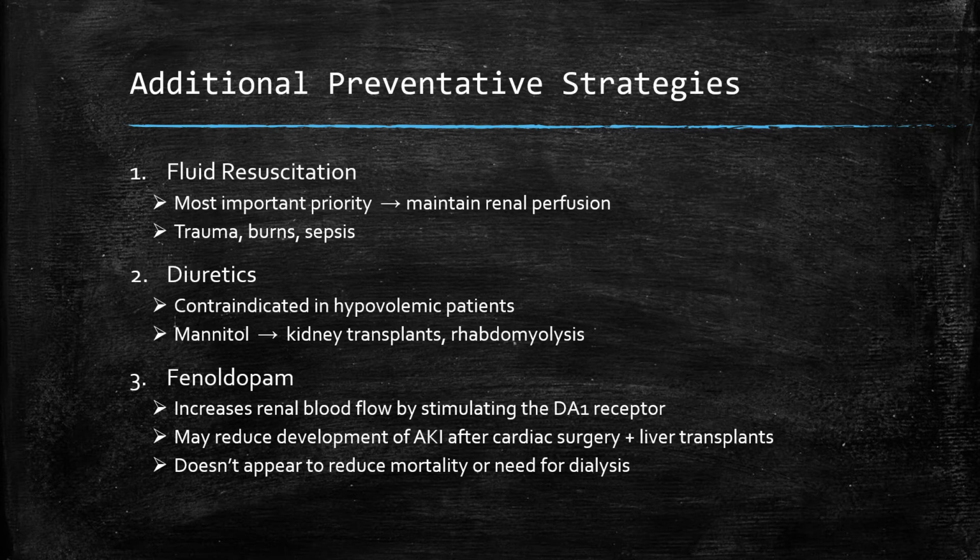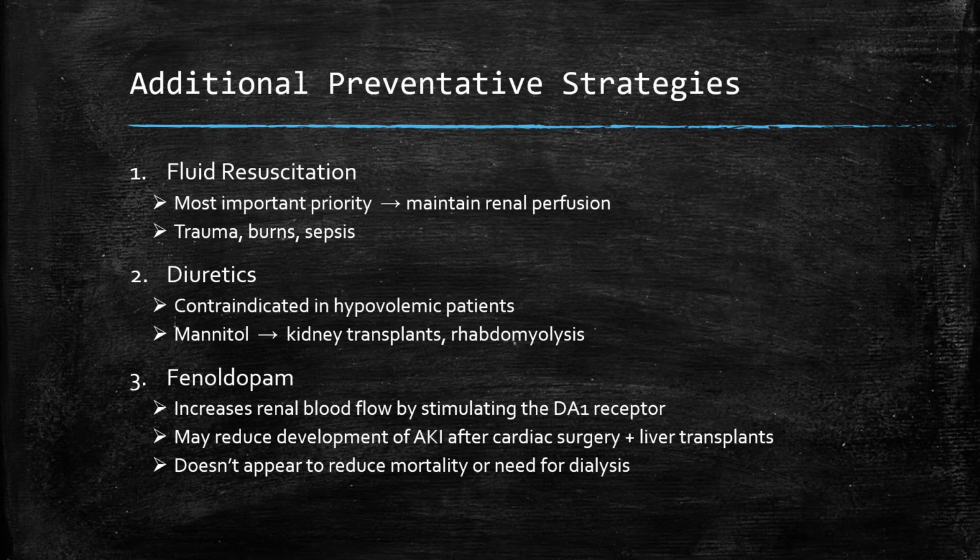Besides fluid resuscitation, there are a few other preventative strategies that are useful in selected cases. Mannitol and Lasix are often used to promote a diuresis in kidney transplant patients and patients with rhabdomyolysis. However, any diuretic is contraindicated in a hypovolemic patient since they'll just worsen the underlying kidney injury.